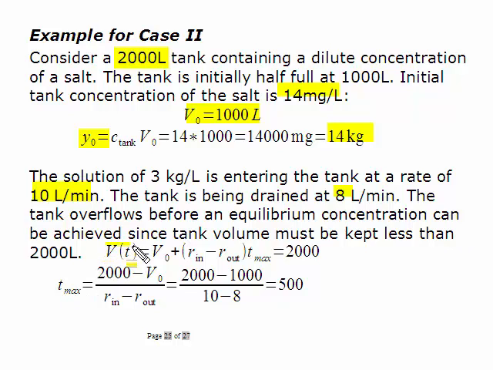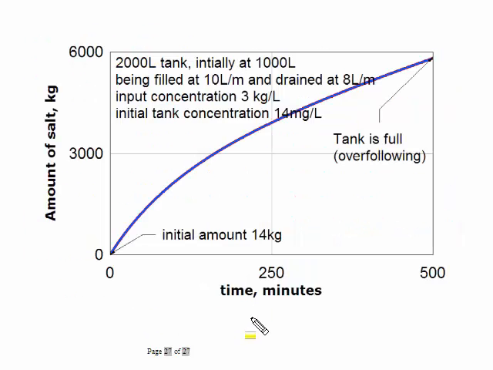Now the volume has to stay at 2,000 liters. So we can solve for t, the time at which you get from the 1,000 to the 2,000 liters, and that's going to take some time, 500 minutes, but at that point you have to stop the calculation. And here's the result. Again, we have a 2,000 liter tank, initially at 1,000 liters. At this time, the tank is overflowing, it's full.